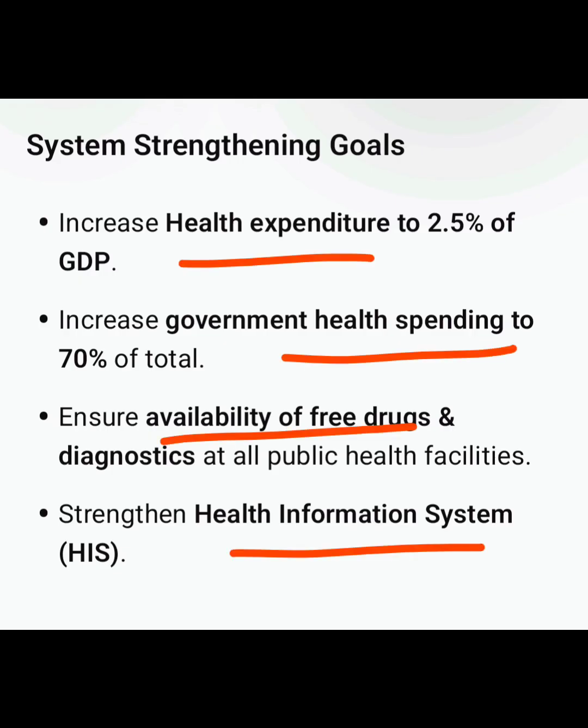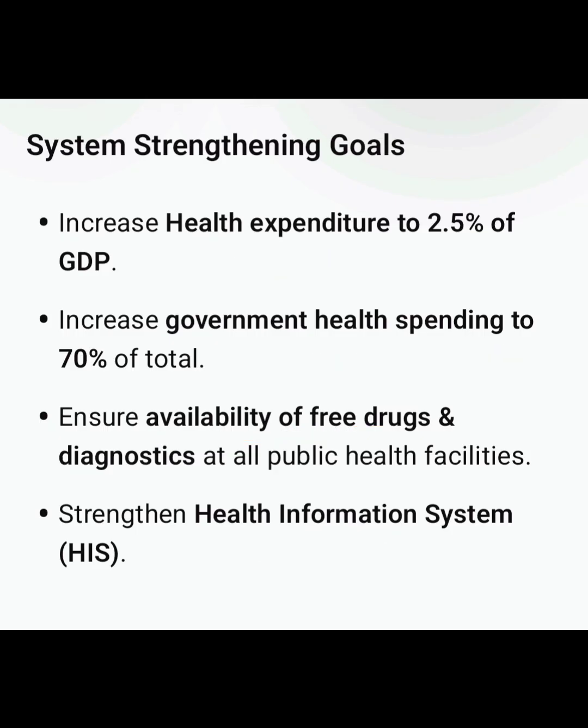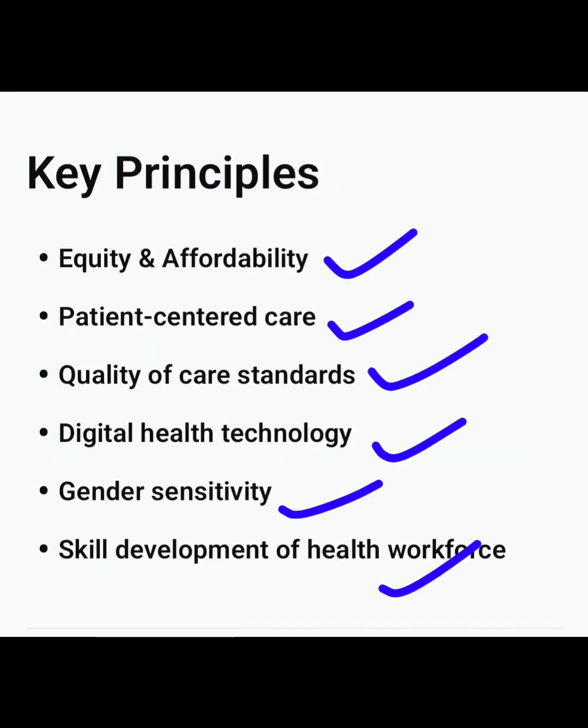The next one, system strengthening goals: we have to increase health expenditure to 2.5% of GDP, increase government health spending to 70% of the total, ensure availability of free drugs and diagnostics at all public health facilities, and strengthen the health information system. Next, key principles: equity and affordability, patient-centered care, quality of care standards, digital health technology, gender sensitivity, and skill development of the health workforce.